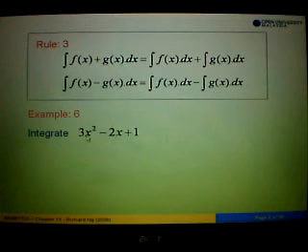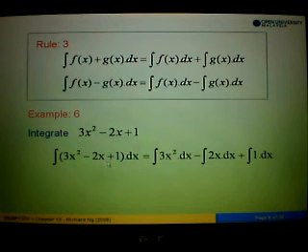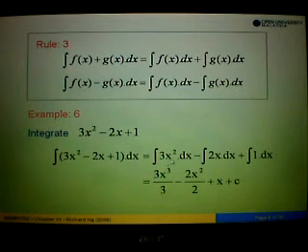If we are asked to integrate 3x squared minus 2x plus 1, what we can do is split into 3. So we integrate 3x squared, minus, we copy back the minus sign, integrate 2x, and then plus integrate 1. When we integrate 3x squared, we will get 3x to the power 3 over 3. Then minus, integrating 2x will give us 2x squared over 2. Plus integrating 1 will give us 1x plus c.